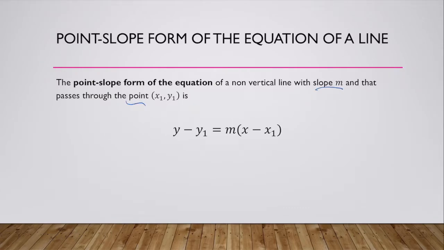The point-slope form of an equation of a non-vertical line, so it can't be x equals a constant, that's what non-vertical means, is y minus y1 equals m times x minus x1. You then distribute that slope and simplify. This is one equation you will have to memorize, as well as the equation to calculate slope. So let's put this to use.